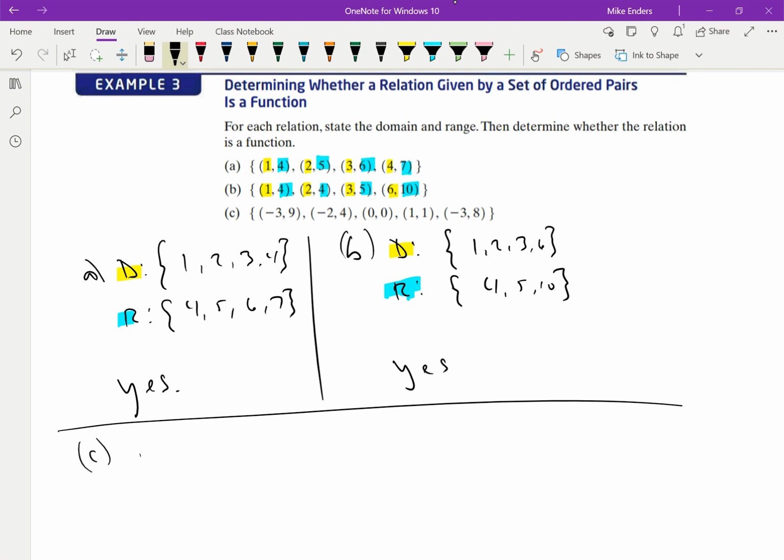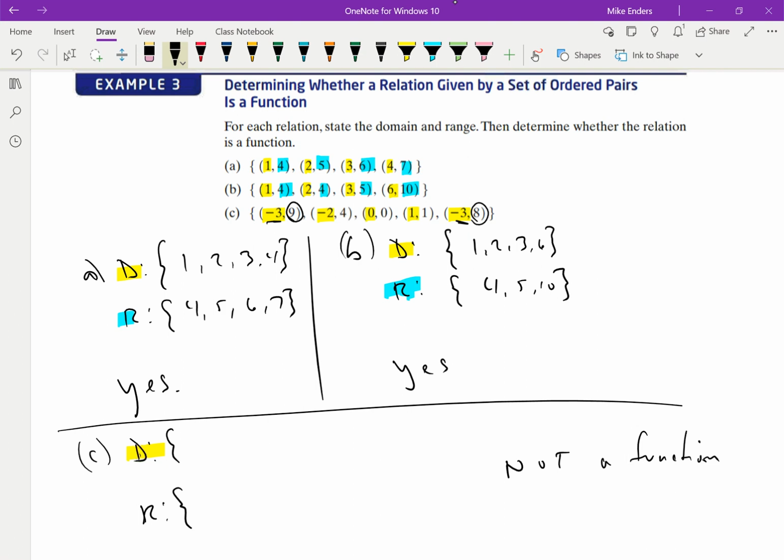Taking a look at letter C, we'll do the same thing. We'll list our domain, and we'll list our range. So our domain here is -3, -2, 0, 1, and -3. Well, we got a -3 in the beginning, and we got a -3 in the end, don't we? As far as an item in our domain, that could potentially be our downfall. That could be a dilemma where we're no longer a function. If we take a look at what they're paired with, -3 at the beginning is paired with 9, -3 in the end is paired with 8. Since they're different things, I already know that on letter C, this will not be a function.